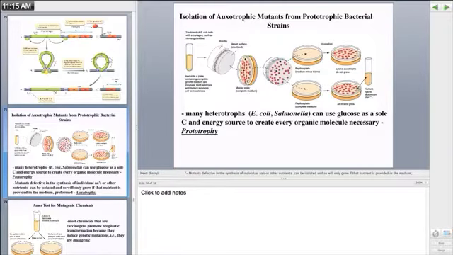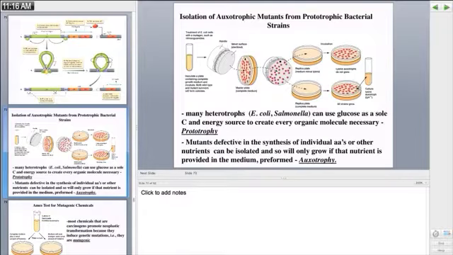Before we get into how we've taken advantage of bacterial mutations to do a service, to do a favor for ourselves, I need to first introduce a couple of terms. Those terms are auxotrophy and prototrophy. Normally a bacterium like E. coli or Salmonella is what is referred to as a prototroph.